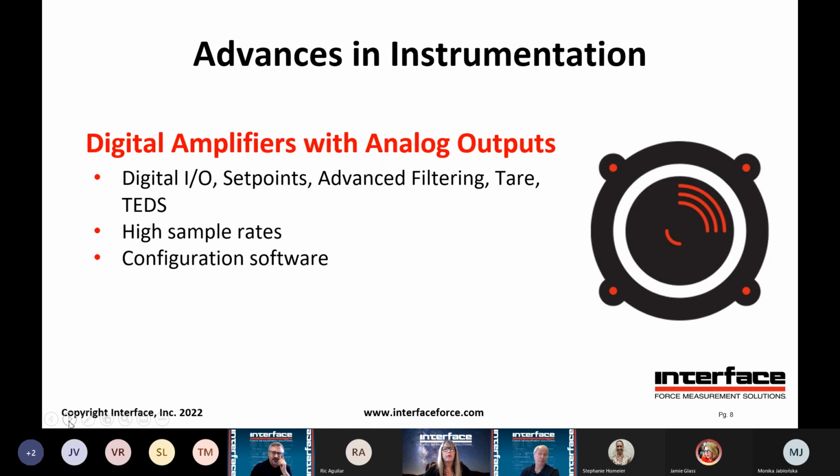Also, higher sample rates these days. One of the limitations of digital amplifiers in the past has been they've been relatively slow, in that the A to D is either slow, or if it's fast, it's real noisy. So we've gotten better and better. We can have high sampling rates and also good signal to noise ratio and low noise. Next slide, please.